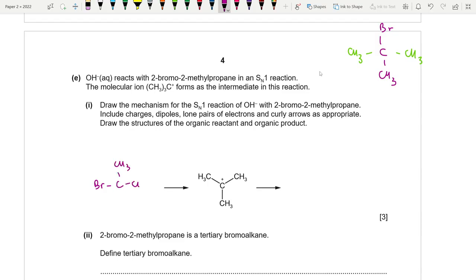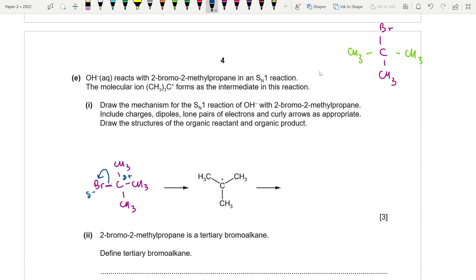So let's do this. This is delta minus and this is delta plus. So we need to show that there is heterolytic fission of this bond over here. So yeah, we got that. Now we end up with this. We basically get rid of the bromide anion and we end up with the carbocation.